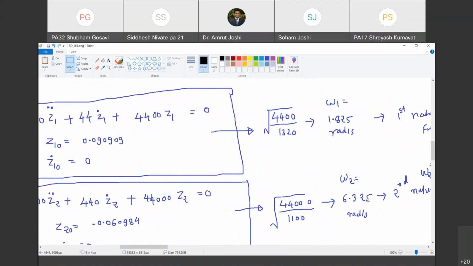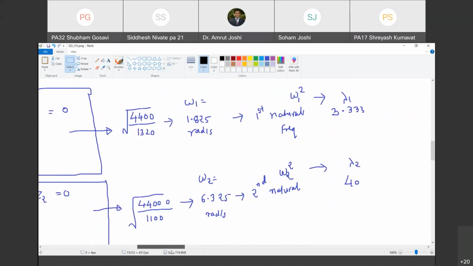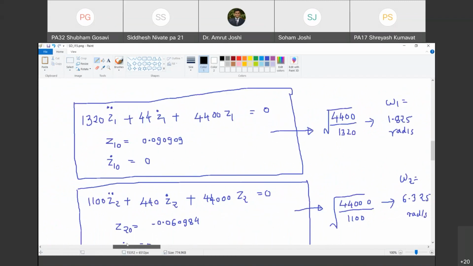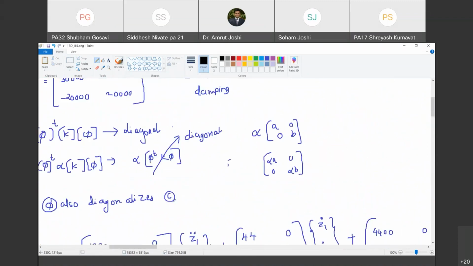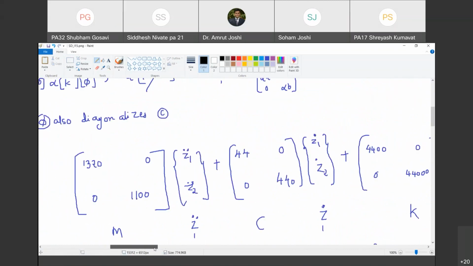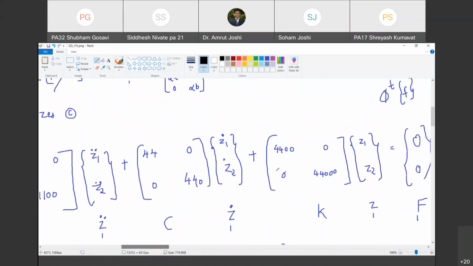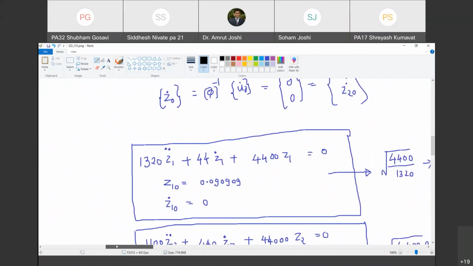It turned out to be 6.325 radian per second, and the square of that was equal to the second eigenvalue. Do you agree with me? Yes, sir. Now just have a look at the diagonalized M matrix and the diagonalized K matrix. Okay, we will talk about that a little later. Please pardon me. Now let us look at the damping coefficients.